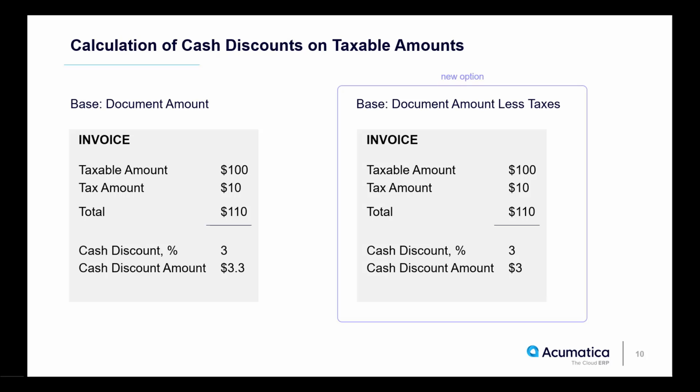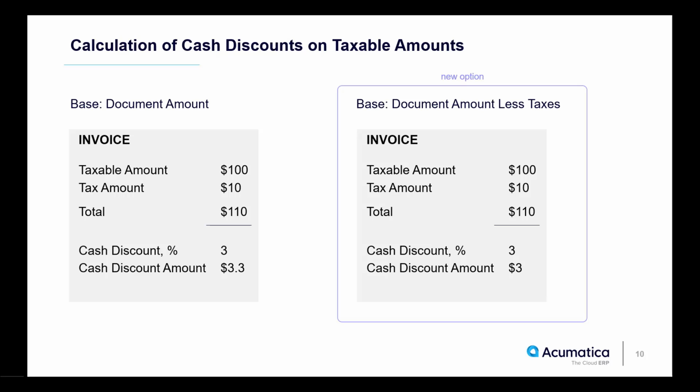Previously, users didn't have the ability to specify a base for cash discount calculations. The system applied the percentage to the document total unless the Canadian localization feature was enabled and selected for a company. In version 2024 R1, we have introduced the feature-independent ability to apply the cash discounts to taxable amounts. On the company's form, a system administrator can select a cash discount base, which can be either a document amount or a document amount less taxes.